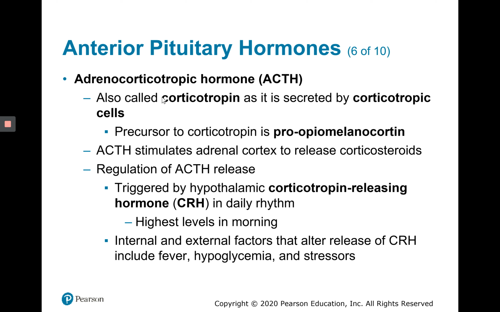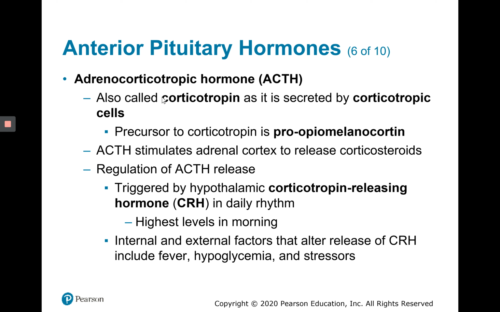All right, the next hormone we're going to look at is adrenocorticotropic hormone, abbreviated ACTH. It's also called corticotropin, but its name tells you where it's going. It's going to the adrenal cortex. It's sometimes called corticotropin because it's released by corticotropic cells. It does have a precursor, pro-opiomelanocortin, but we're just going to focus mainly on the fact that it's called adrenocorticotropic hormone. It's going to go to the adrenal cortex.